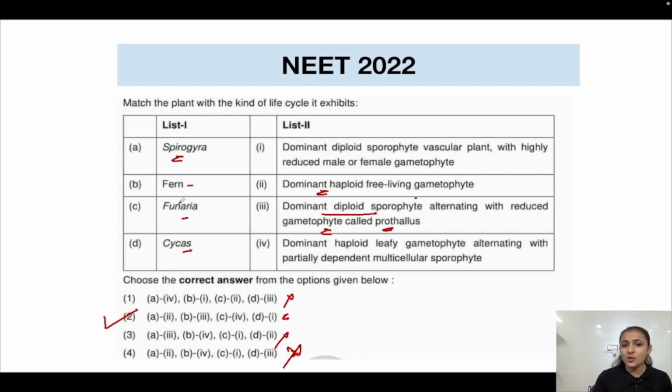But let us look at the other options as well. Funaria, funaria क्या है, हमारा ब्रायोफाइट. ब्रायोफाइट में फ्यूनेरिया भी क्या है, हमारा लिवरवॉर्ट्स एंड मॉसेस आते हैं ब्रायोफाइट्स में. फ्यूनेरिया इज अ मॉस. सो ऑप्शन नंबर 4 इज सेइंग डोमिनेंट हैप्लॉइड लीफी गेमेटोफाइट ऑल्टरनेटिंग विद पार्शियली डिपेंडेंट मल्टीसेलुलर स्पोरोफाइट. सो ब्रायोफाइट्स में हमारा क्या देखने को मिलता है कि जो गेमेटोफाइट है वो हमारा डोमिनेंट होता है, एंड मॉसेस में लीफी गेमेटोफाइट होता है.